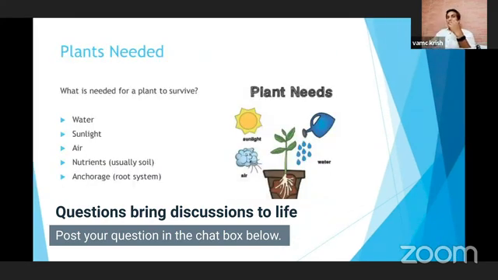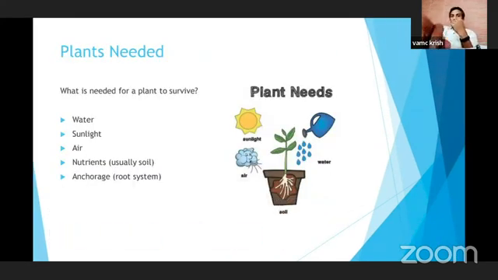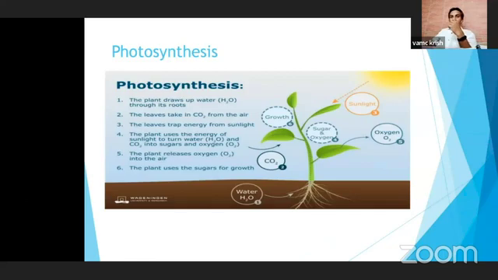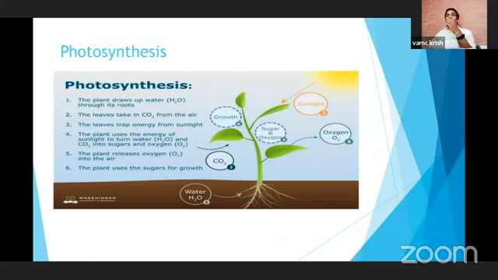What do plants need to survive? Water, sunlight, air, nutrition, and the root system. This is the most important. Again, photosynthesis is the main process for plants.